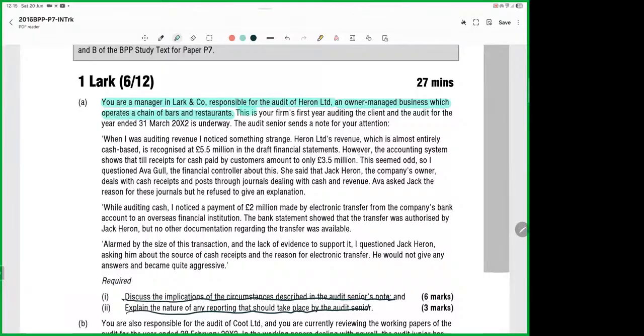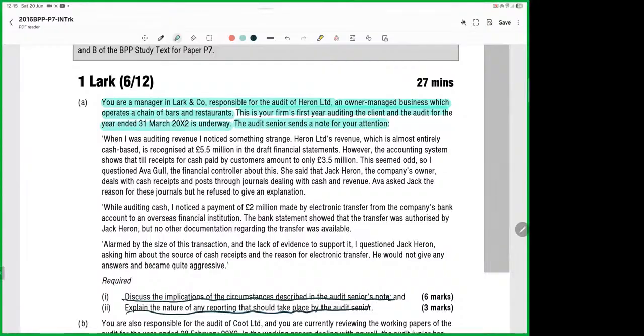This is your first year auditing the client, and the audit for the year ended 31st March 2022 is underway. So with a first year audit, the audit risk here is very, very high. I will have to start first of all by testing the client's internal control systems. Lots of work is to be done here. The audit senior sends a note for your attention.